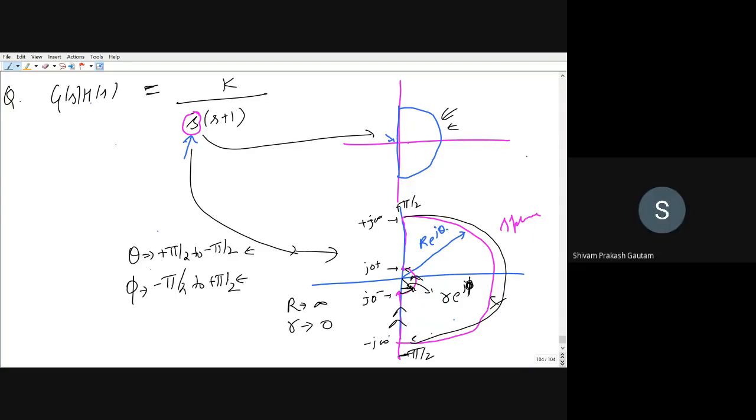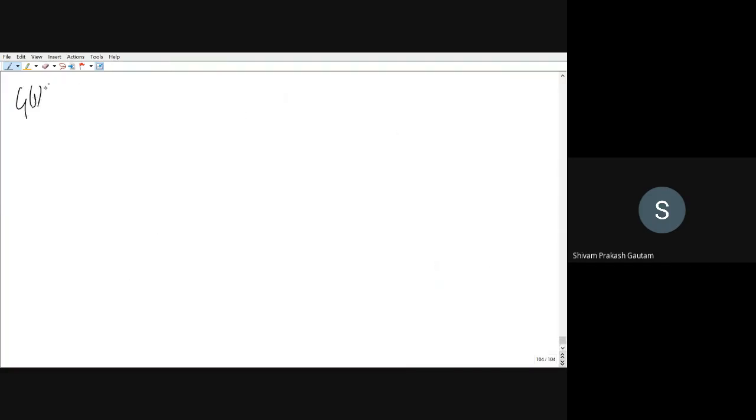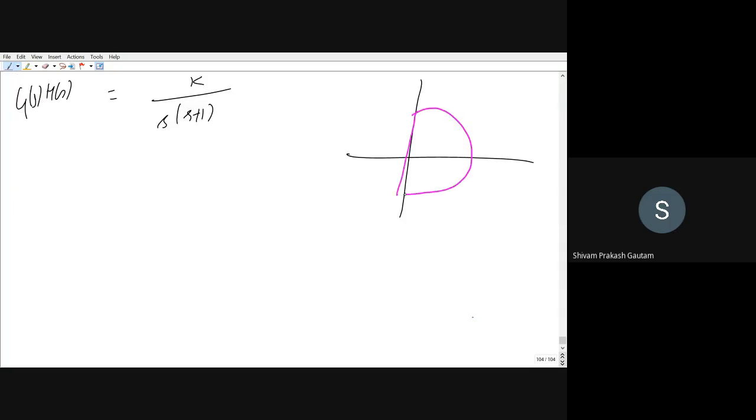Yes, sir. Okay. So I will explain again, though, for those who have not understood. Let us see that G(s)H(s) was given by K upon s into (s plus 1). This is our problem. Earlier, the Nyquist contour which we were drawing was just a semicircle, having the radius r e to the power j theta, where r is tending to infinity and theta is tending to, the orientation is from plus pi by 2 to minus pi by 2. Like this is the direction, right?